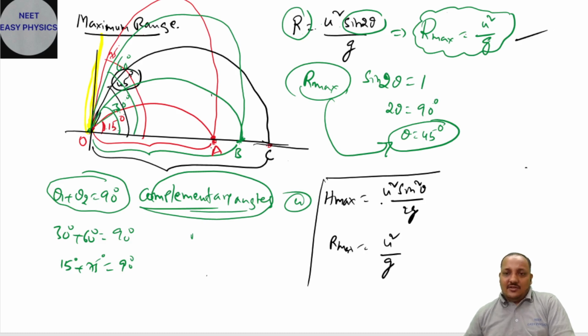Here we got. Now, whenever range is maximum, they won't mention it. You have to remember theta is going to be 45.